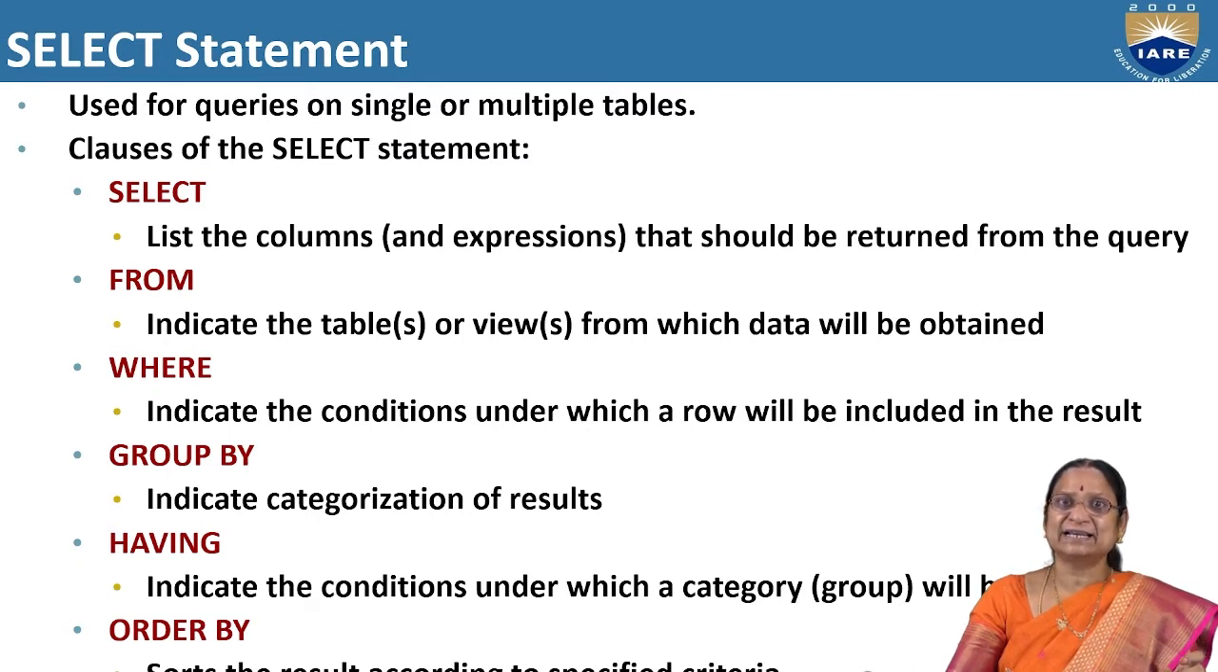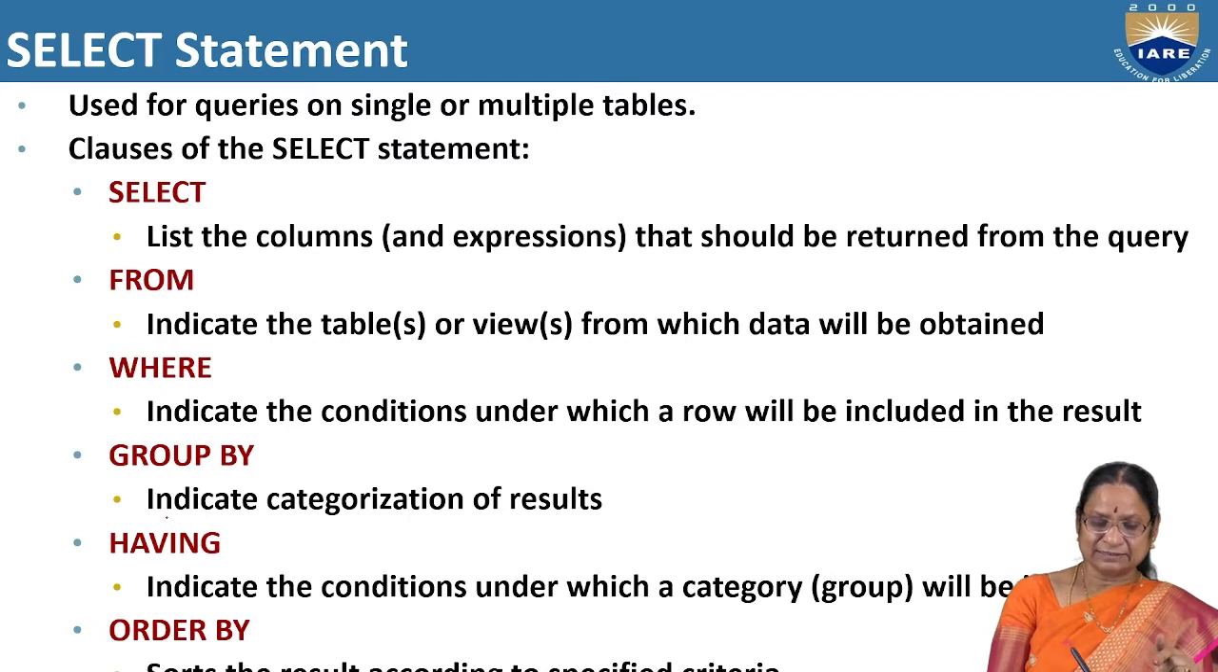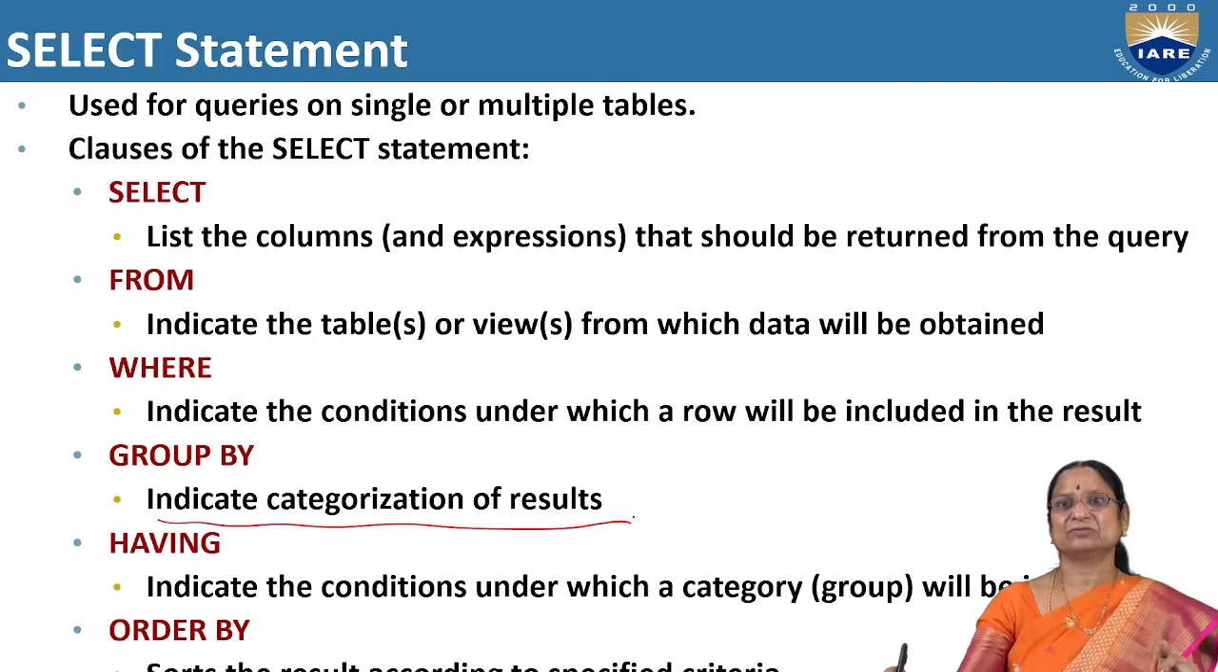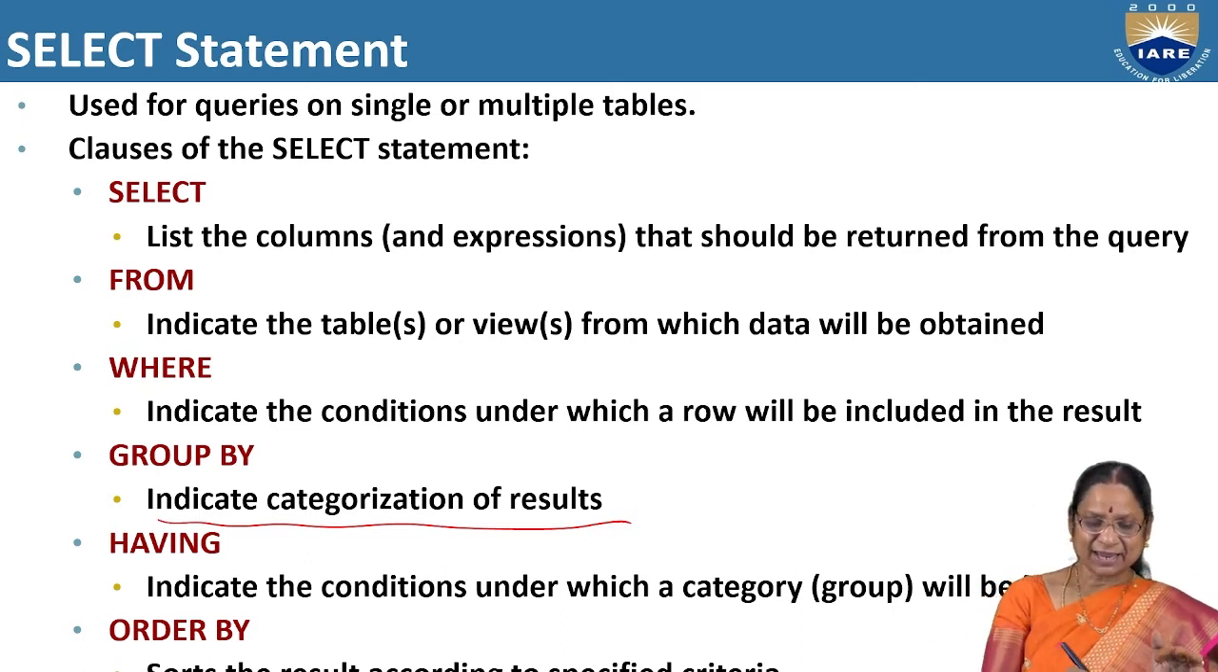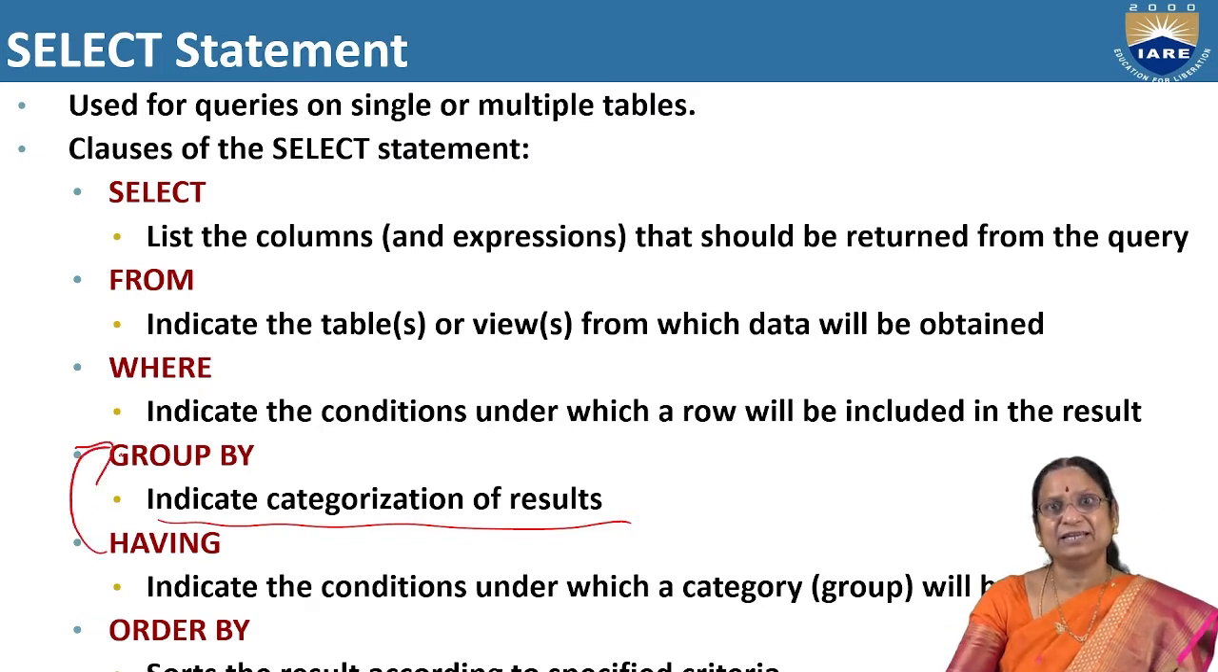HAVING also indicates a condition, but not on input data. The HAVING condition is going to be checked on the result of the GROUP BY clause. Whatever results we get from GROUP BY, any filtration that needs to be done on them, we will use HAVING. So that's why HAVING cannot be used independently. It must be used along with GROUP BY only.